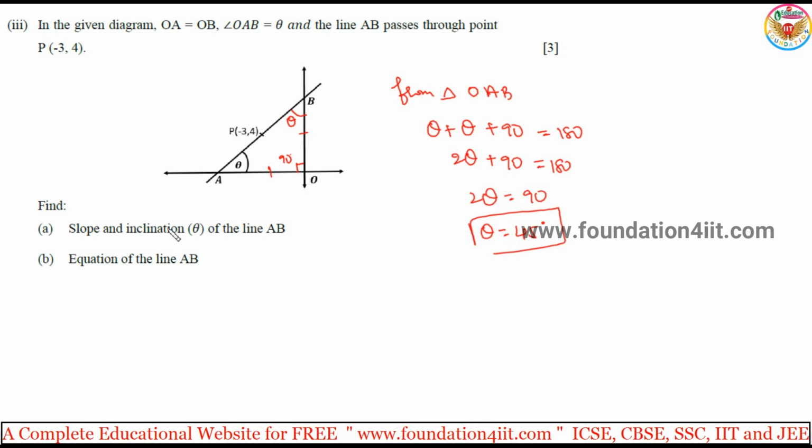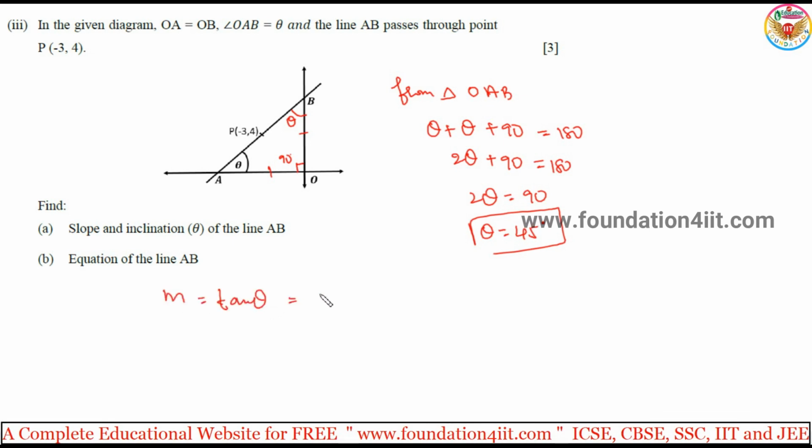That's theta we got. Now slope and inclination theta of the line AB. So that we got. Next, equation of the line. To find out the equation of this line, slope point form. So slope is equal to tan theta, that is tan 45 is equal to 1. So slope is equal to 1. To find out the equation of the line AB, you can use the slope point form.